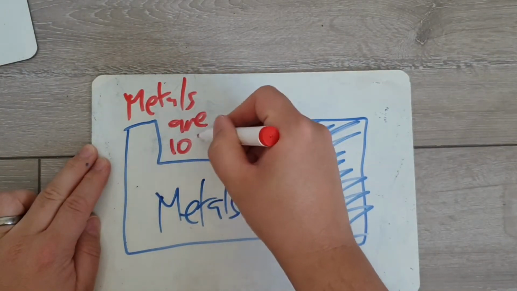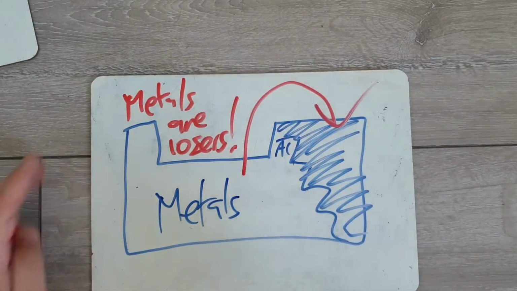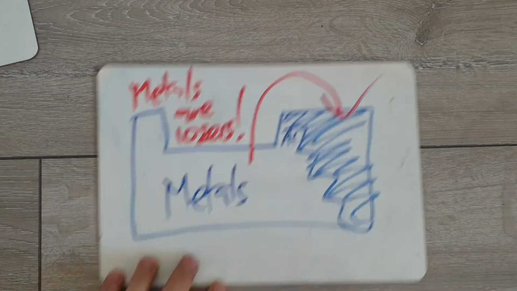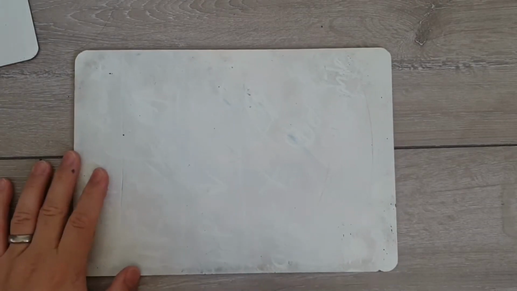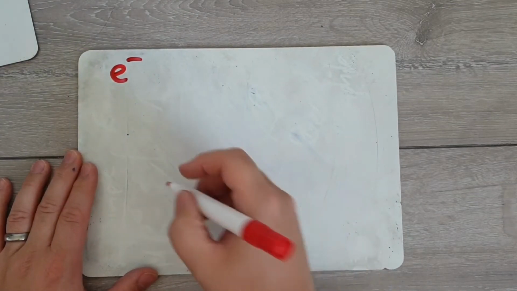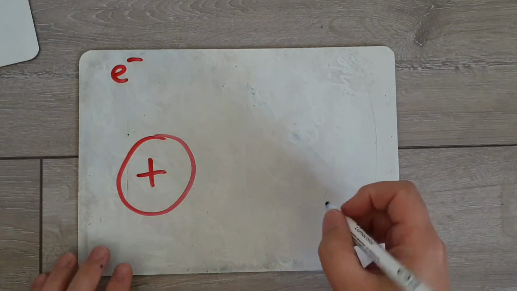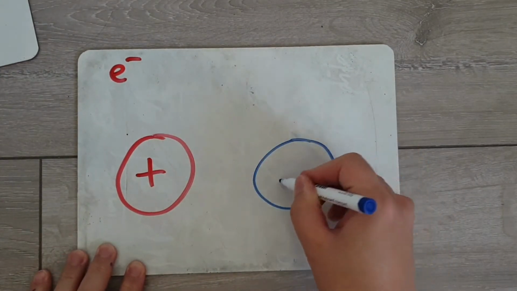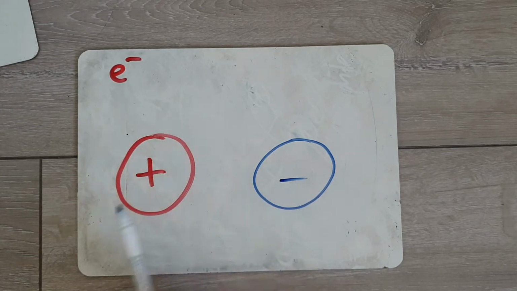So metals are losers. The metals lose electrons and give them to the non-metals. So, because you've got things that are giving electrons away and then gaining electrons, if you lose an electron, you've got to remember electrons have a negative charge. So that means when the metals lose electrons, they become positive, and then the non-metals gain electrons and they become negative. So they are ions. Ions are things that have a charge. We've got positive ions, negative ions.